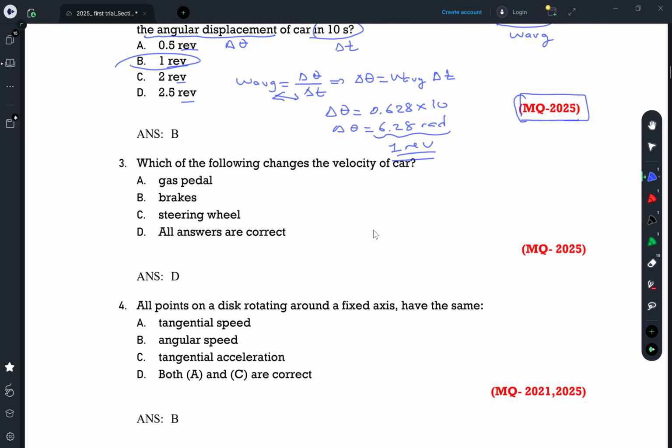Question number 3. Which of the following changes the velocity of a car? Velocity is a vector quantity. We know that. And a vector can be changed in 2 ways. One of them is by changing magnitude. Second one is by changing direction.